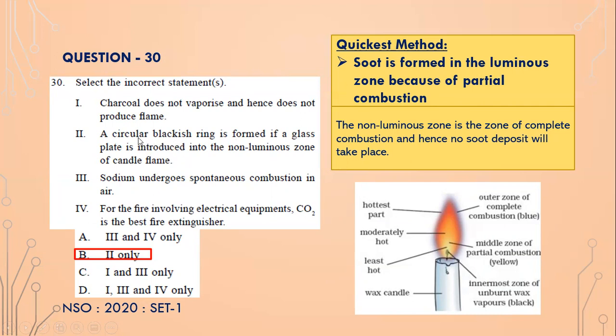So what is the circular blackish ring? It is soot, isn't it? And soot will not be formed in the non-luminous zone, because the non-luminous zone is the zone of complete combustion, and no soot will be formed. However, if you put a glass plate inside the luminous zone, the zone of partial combustion, the glass plate will have the blackish ring, because in the zone of partial combustion, soot will be formed, isn't it? Soot is basically unburnt vapors. They are unburnt vapors, so soot will be formed there.